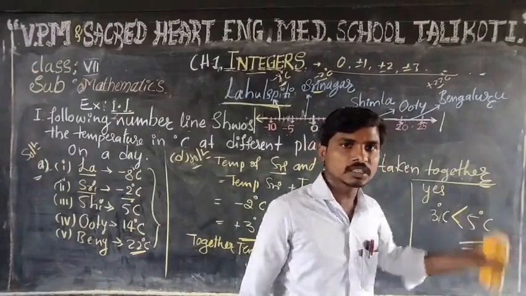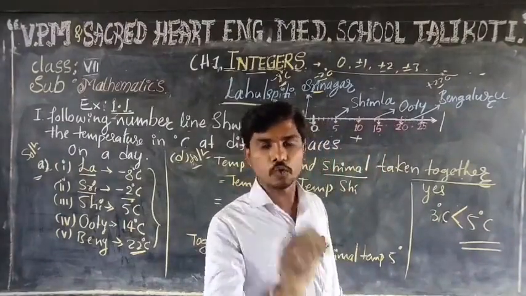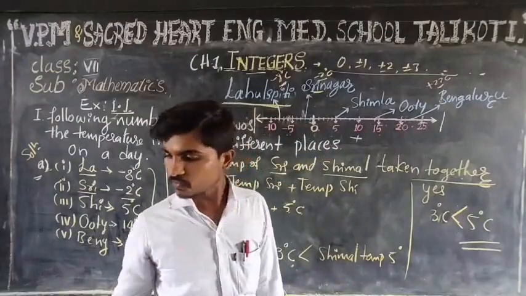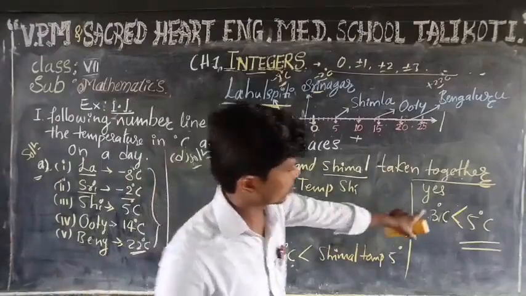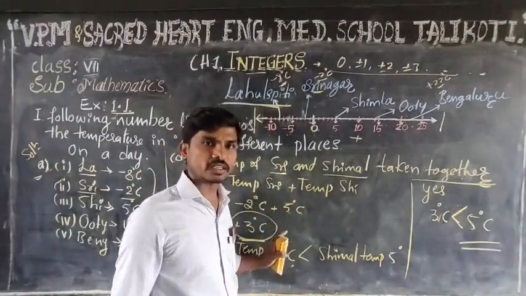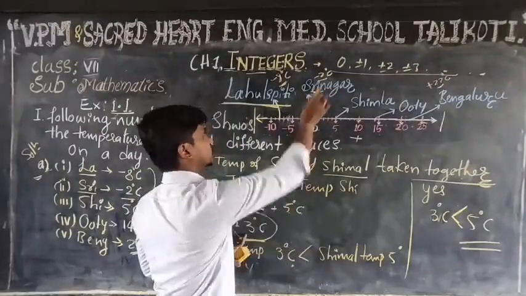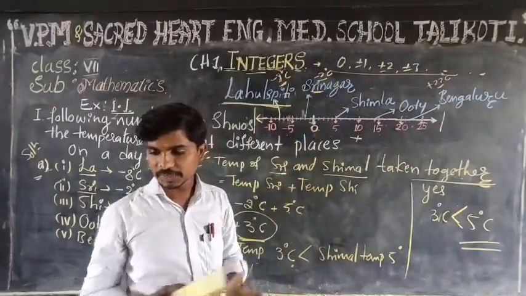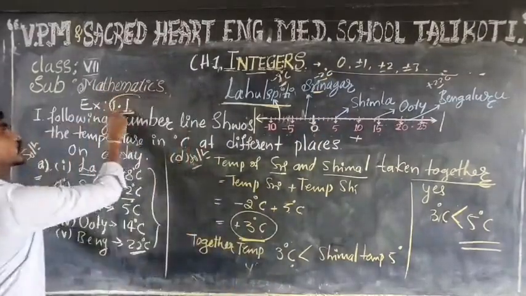Okay, students. This is the first part over. Now second part. That is your homework. I will tell you how to answer for that. It is also less than the temperature of Srinagar. This together temperature is also less than the temperature of Srinagar. Just you compare these two, and you only decide which is the larger one and which is the smaller one. Okay, students. This completes our main question number first of our exercise number 1.1.